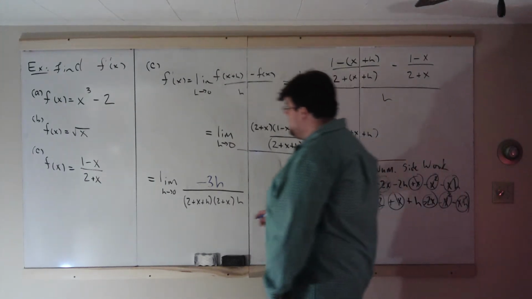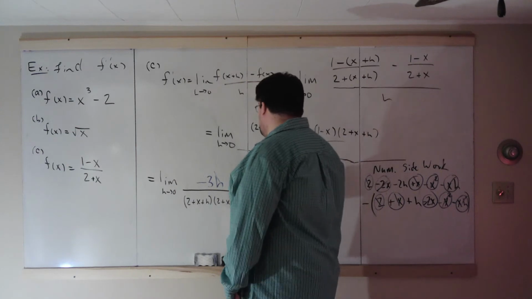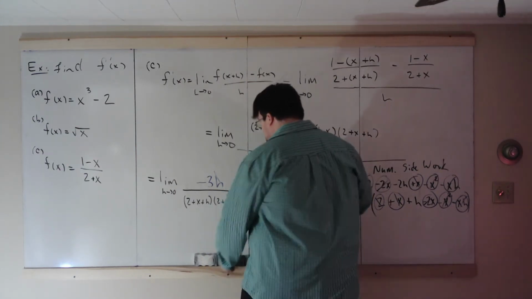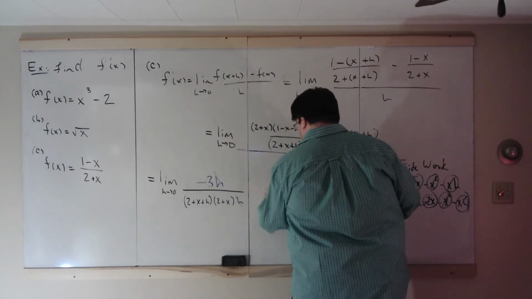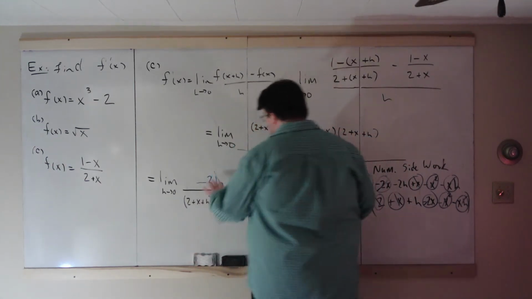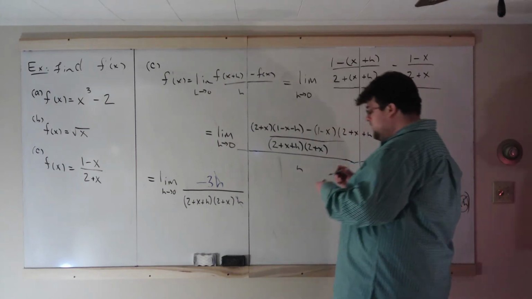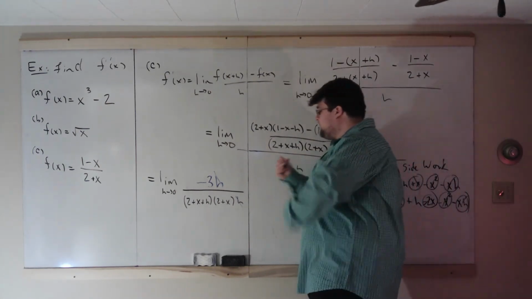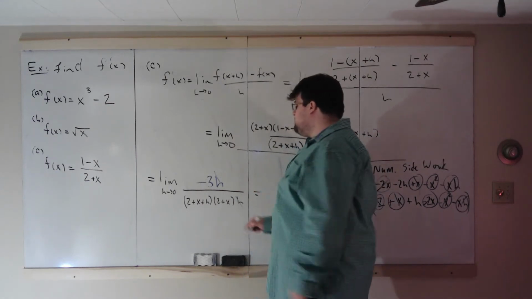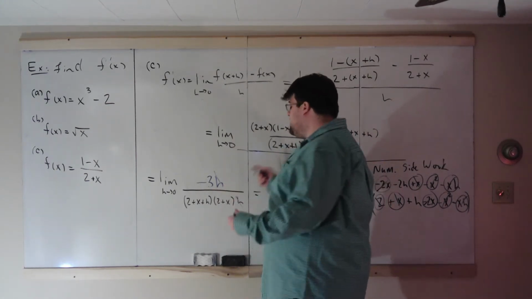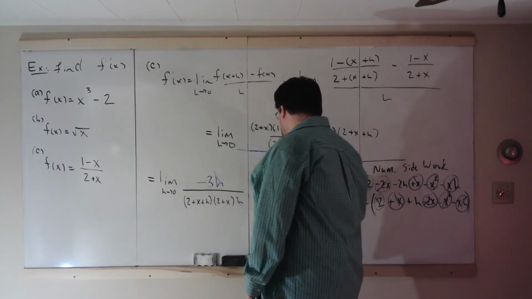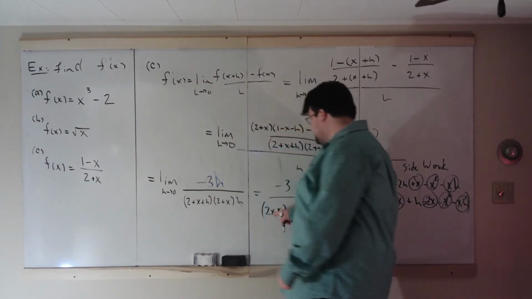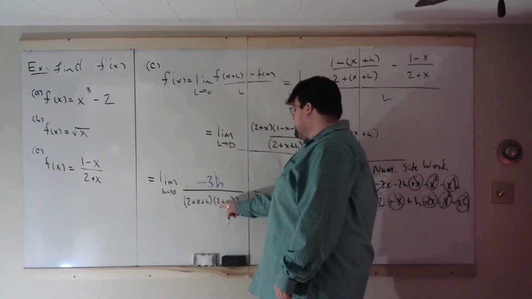And now we have an h there and an h there, so we can cancel them. And I'm not going to write this next limit. I'm just, in the canceling and taking the limit, I'm just going to cancel and then take the limit because we observe that we can. The h's cancel. Let h equal 0. On top you get a negative 3. Let h equal 0 on the bottom, you get 2 plus x. That's a plus sign. Times 2 plus x.